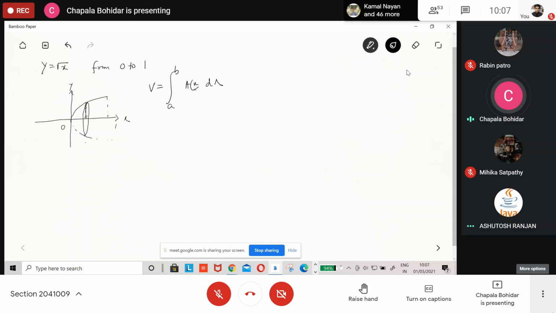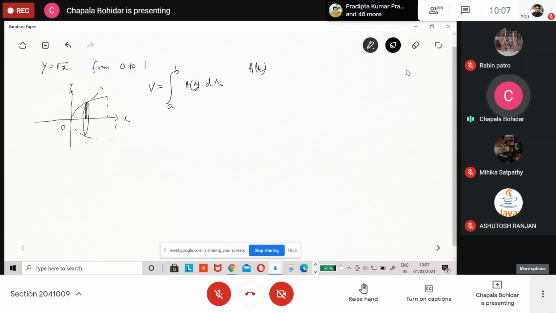I already told you. So what is A(x)? A(x) is the area of this cross section. So what is the radius here? The radius of this cross section, when it rotates about the x-axis, will form a circle. So what is the area of this circle? To find the area of this circle, you have to find the radius of this circle. So what is the radius?